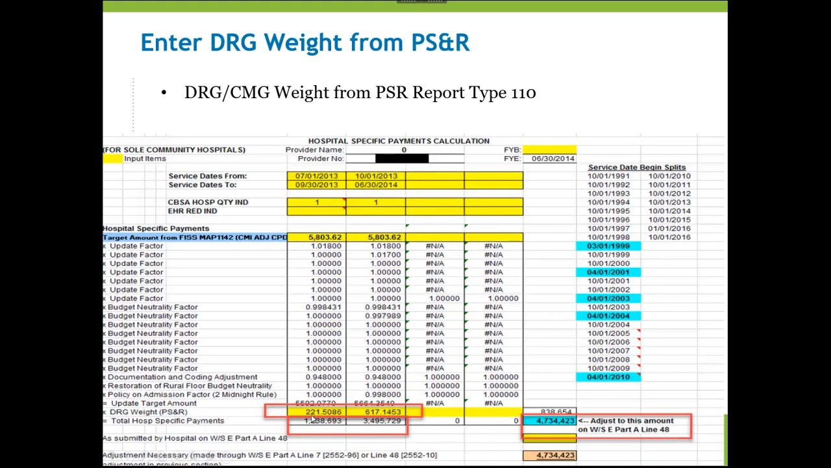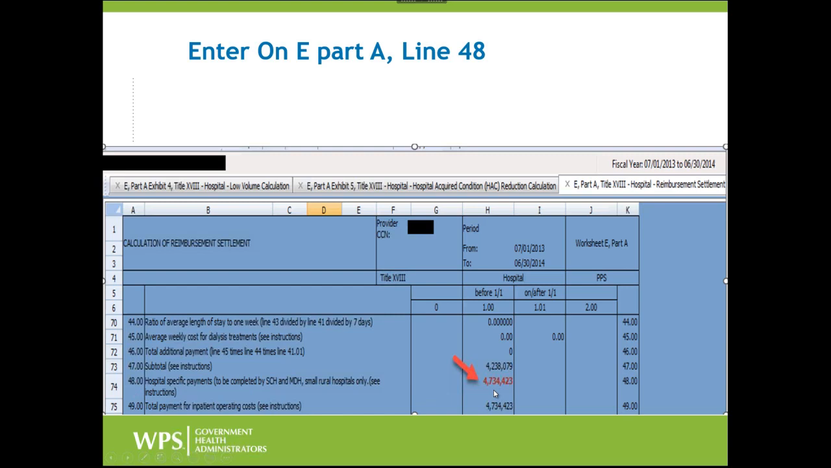We plug the DRG weight into our calculation, and that gives us the total hospital-specific payments for each split. The sum of those two amounts is what goes to E Part A, line 48. And that would be entered here. And again, depending on whether it was a sole community or Medicare Dependent Hospital, we'd have to do a comparison and recalculate to get line 49. If it's sole community, which in this case it must have been, line 48 just carries down to line 49.